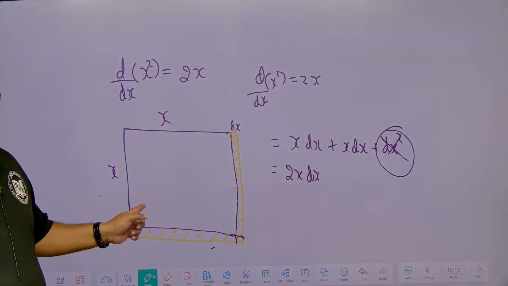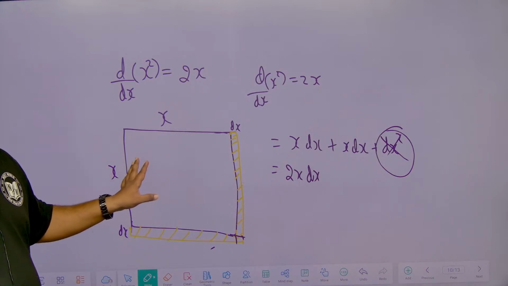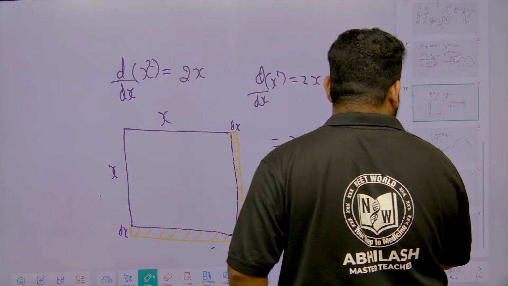This is how d by dx of x square is 2x. Don't worry, you don't have to know this. I am just telling you how visually the formula comes. Clear? Okay, next thing.